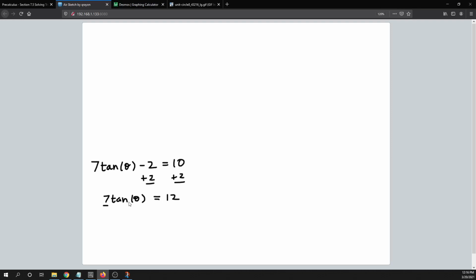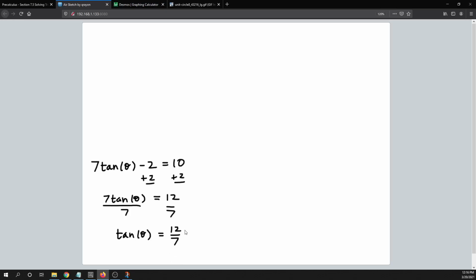And then we can get tan theta completely by itself by dividing both sides by 7. So here 7 divided by 7 is just 1. And so we get tan theta equals 12 sevenths.